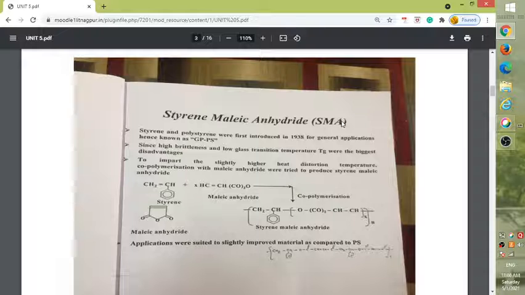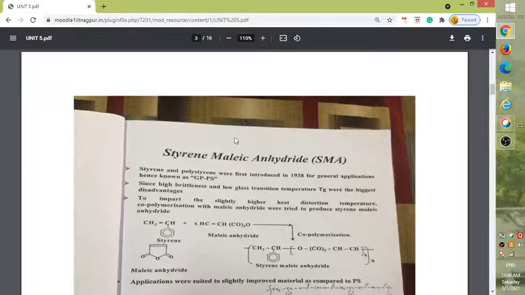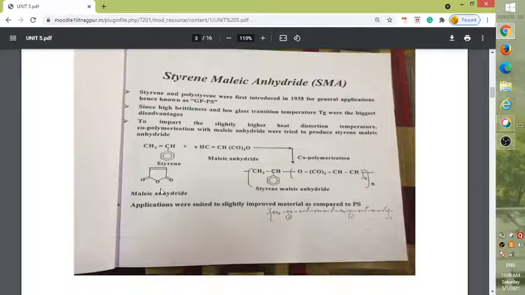Styrene maleic anhydride. Styrene and polystyrene were first introduced in 1938 for general application, hence known as GPPS, means general purpose polystyrene. Since high brittleness and low glass transition temperature were the biggest disadvantages, as I said, for polystyrene, to impart a slightly higher heat distortion temperature, copolymerization with maleic anhydride was tried to produce styrene maleic anhydride. So you see, that's why we have to add some copolymer to improve that bad property of polystyrene.